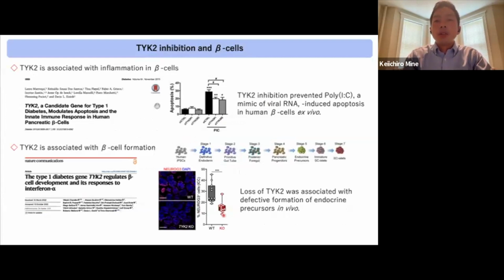Some papers have reported the role of TYK2 in beta cells. In this paper, in human beta cells, TYK2 inhibition prevented the viral RNA mimic-induced apoptosis. The other paper showed the loss of TYK2 is associated with the defective formation of endocrine precursors from iPS cells. These results suggest that TYK2 signaling is associated with inflammation and cell death in beta cells, and also potentially associated with the development of beta cells.